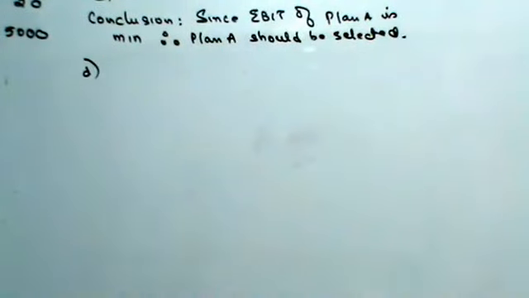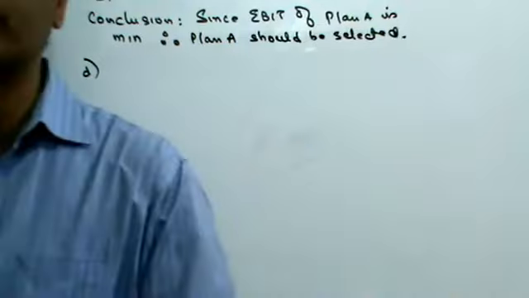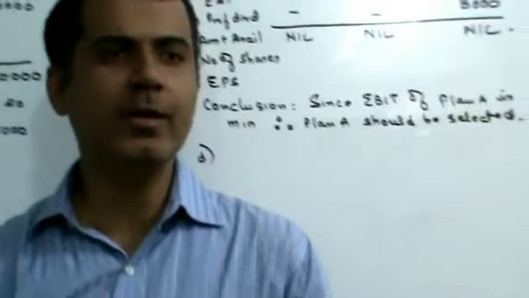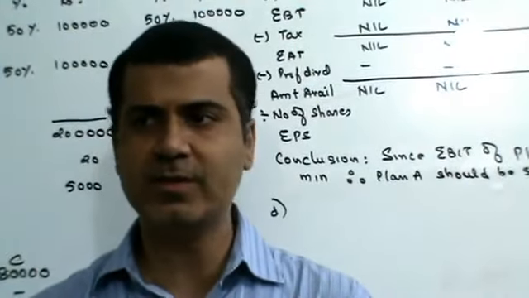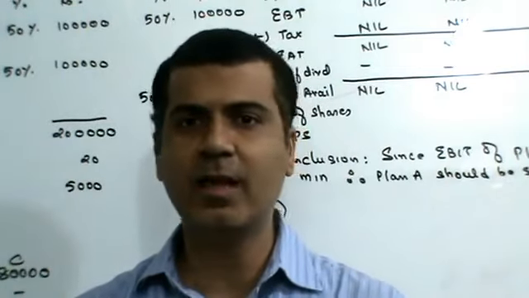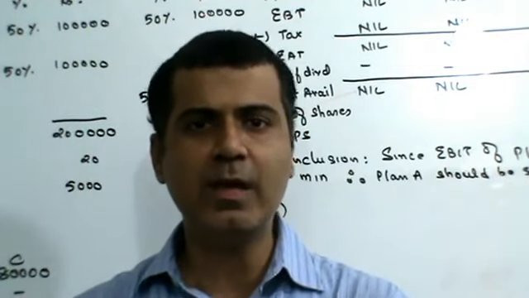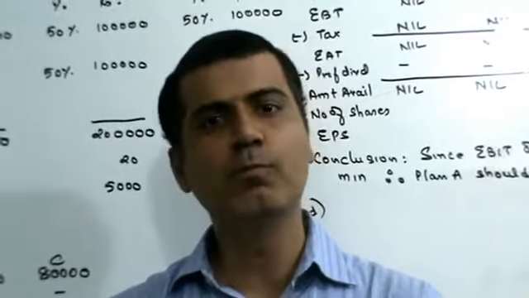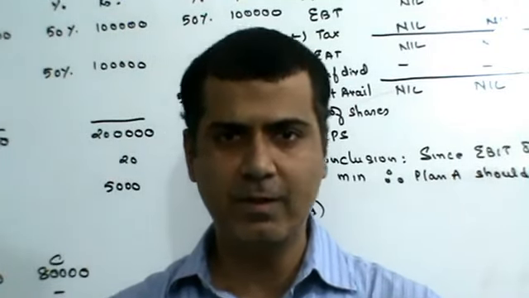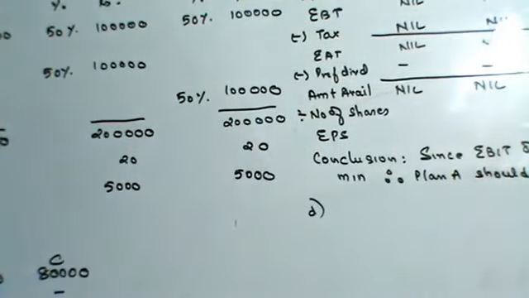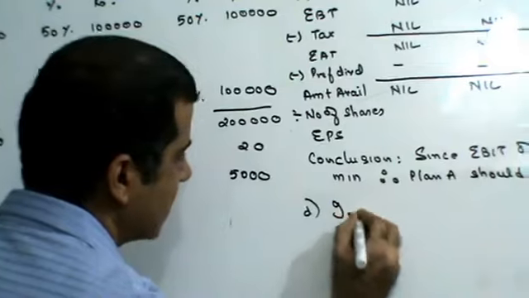Now, as per EPS, plan B should be selected. As per break-even point, plan A should be selected. How do I decide what plan should be selected? For which, what we do is we go in for indifference analysis. What is indifference analysis? It is an analysis wherein at any given point, both the plans will give you equal benefit. I have to make the plan indifferent, both for the investor and for the owner. Let's do indifference analysis.